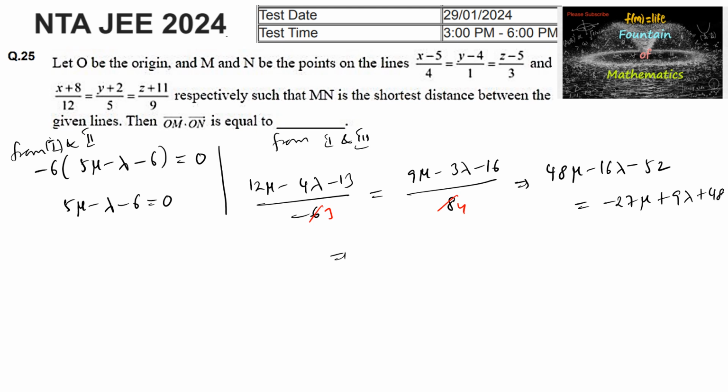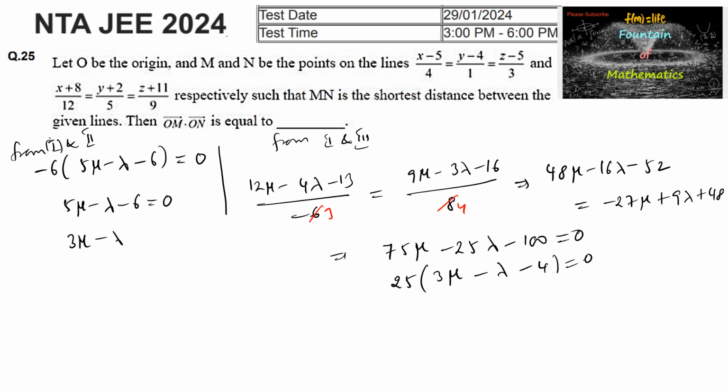or simplifying, 48 plus 27, that is 75 times mu, minus 16 minus 9, that is 25 times lambda, and again minus 52 minus 48, which is minus 100, is equal to 0. By taking 25 common, we get 3 mu minus lambda minus 4 is equal to 0. So we got another equation, 3 mu minus lambda minus 4 is equal to 0.